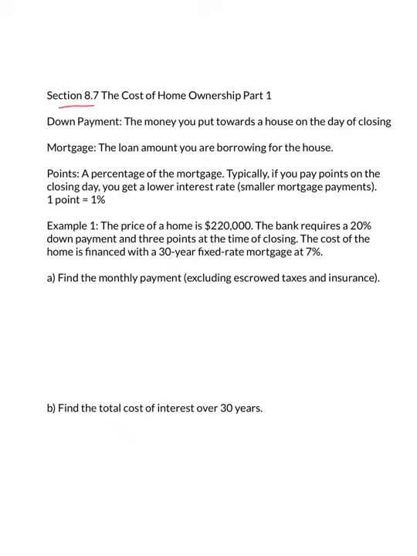Section 8.7 is about the cost of homeownership, and this is part 1 out of 2 total parts. Whenever they refer to the down payment on a home, that's the money that you put towards the house, in other words, towards the selling price of the house, and you do that on the day of closing. Whenever they refer to the mortgage, that's the actual loan amount that you are borrowing to afford the house.